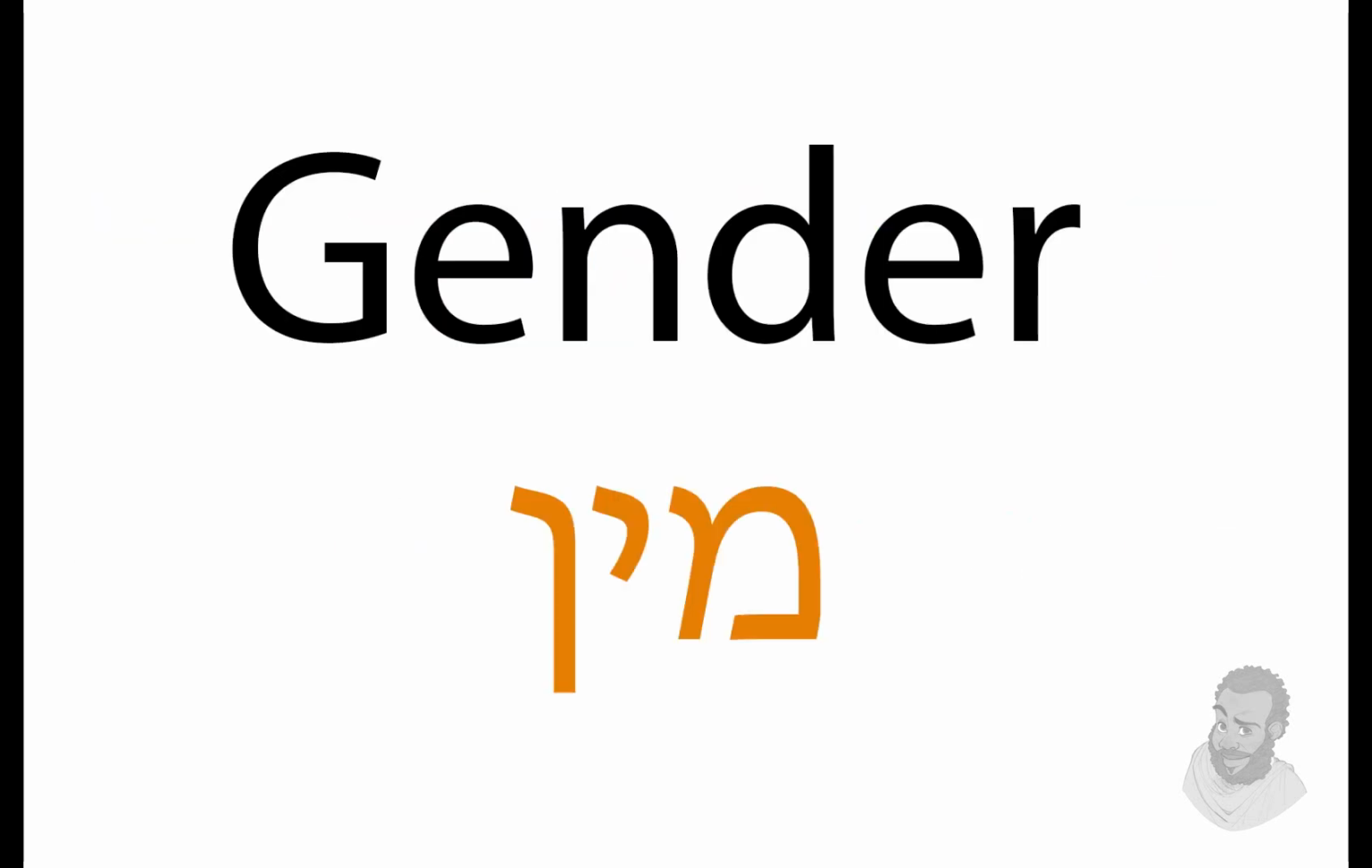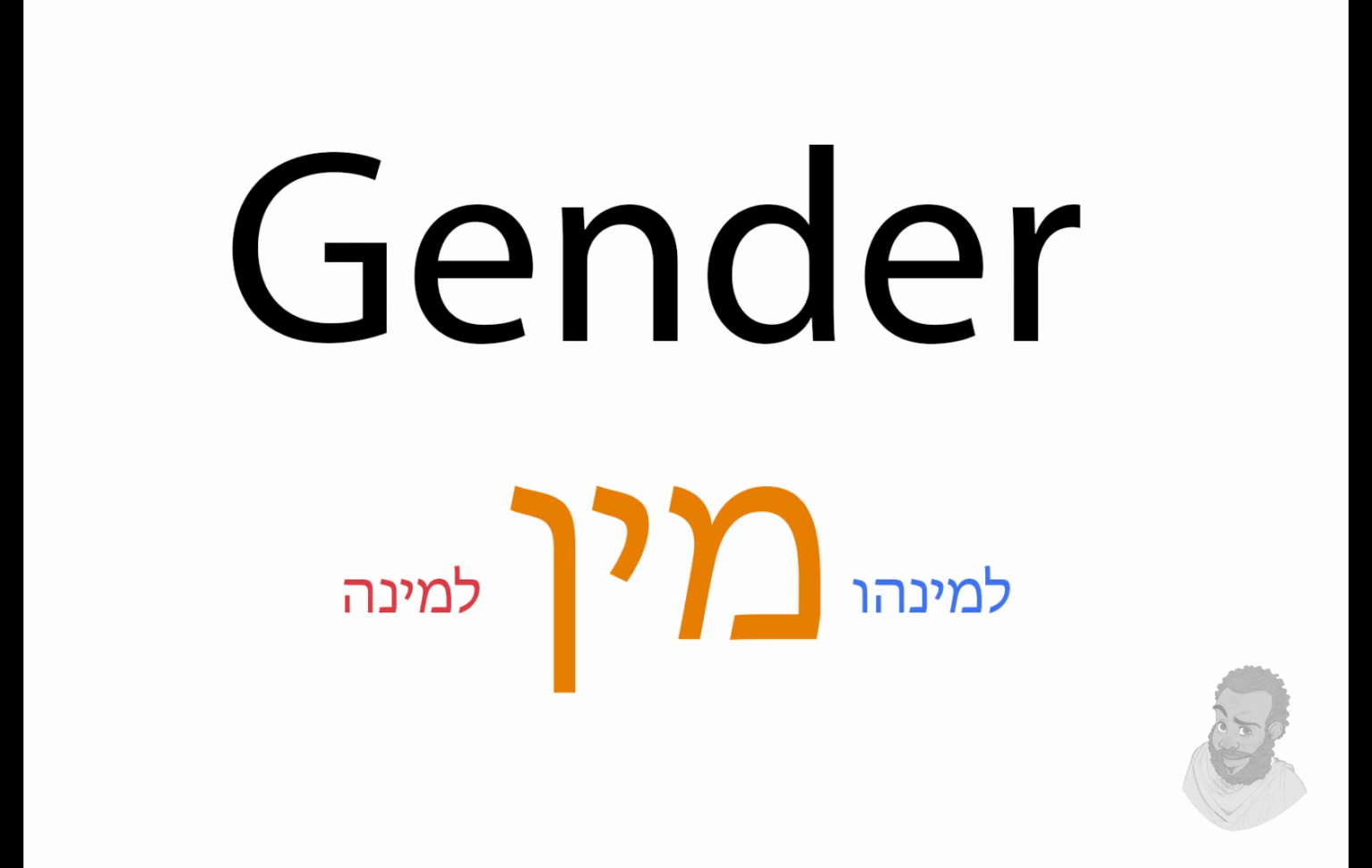In this lesson we will be speaking about gender. Gender in Hebrew is min. So here we have leminehu and then we have lemina. Leminehu means to his kind or his gender. Lemina means to her gender.